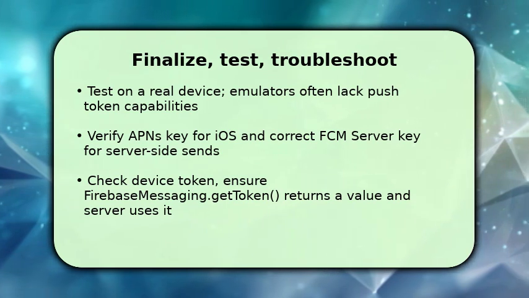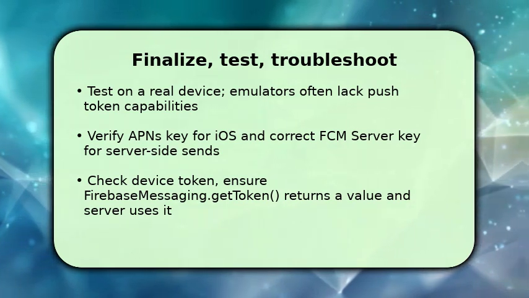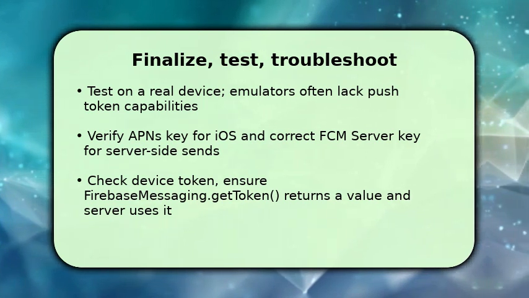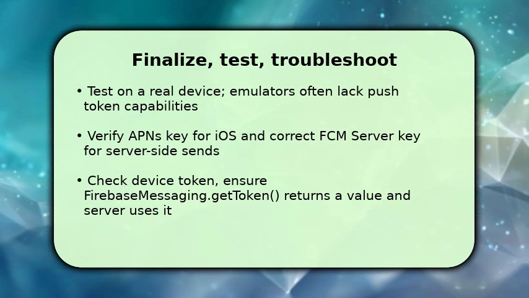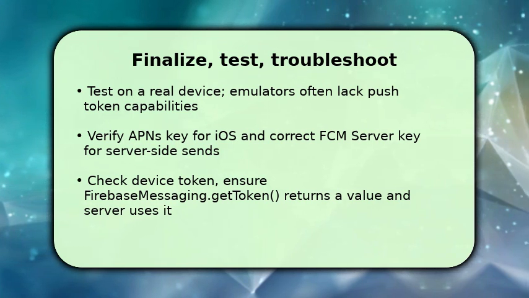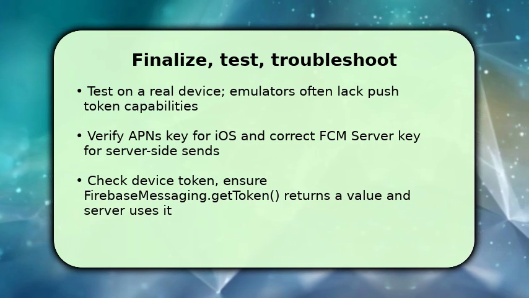Build and run on a real device. Obtain the FCM token with FirebaseMessaging getToken and confirm your server or console uses that token. For iOS, upload APNs key or certificate in Firebase settings, and for Android, verify google-services.json matches the app. Test sending both notification and data payloads.